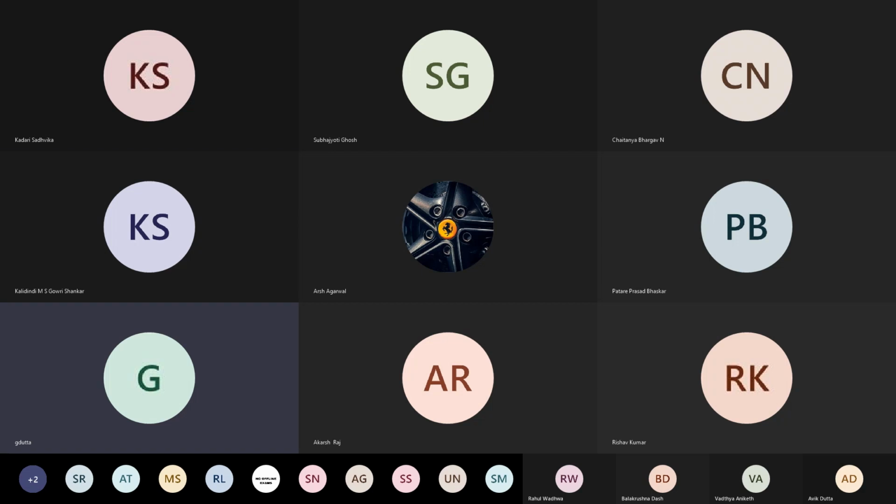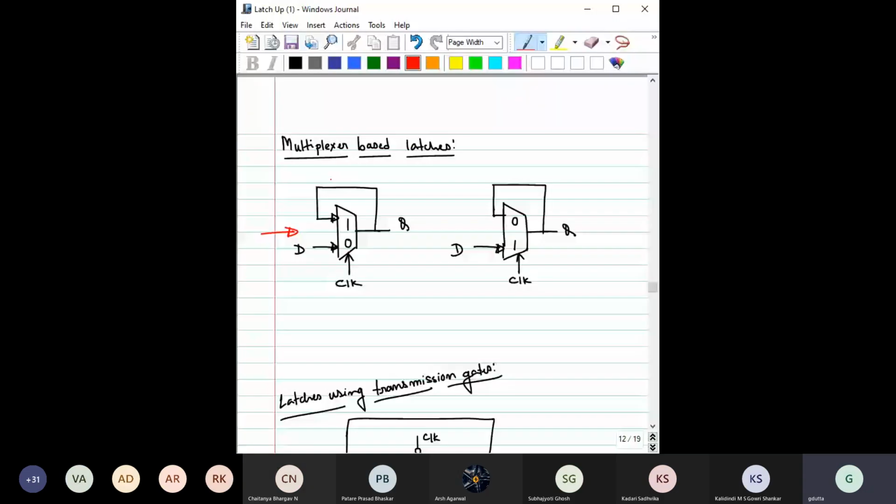So if you look into this first diagram, here you see that when this clock is equal to 0, then what is happening: this D input has been selected, the 0 input, so this is now connected with the output. Then Q becomes equal to D.